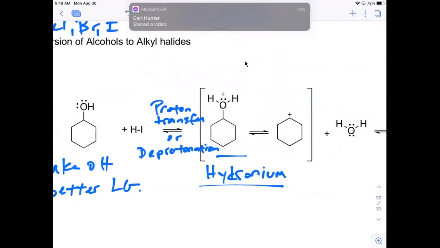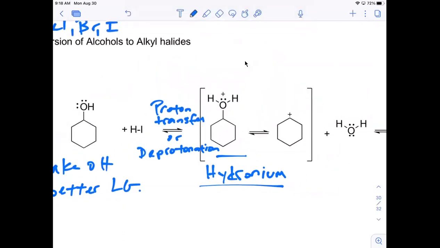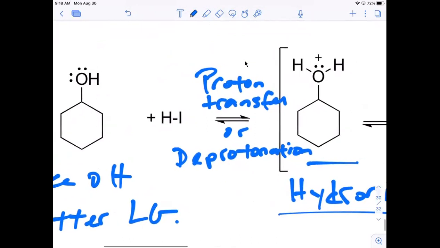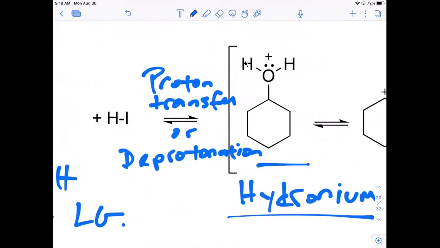Right? That's the first step. And the first step is to do what? Make OH a better leaving group. OH by itself is poor. If you look up the pKa for water, it's somewhere around 15 or 16. You look up the pKa for the hydronium ion, which is H3O plus. I think it's -1 or -2 or something like that.